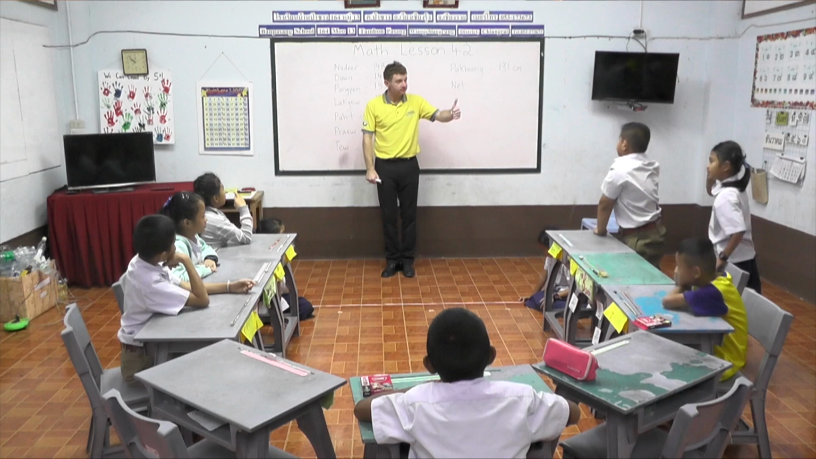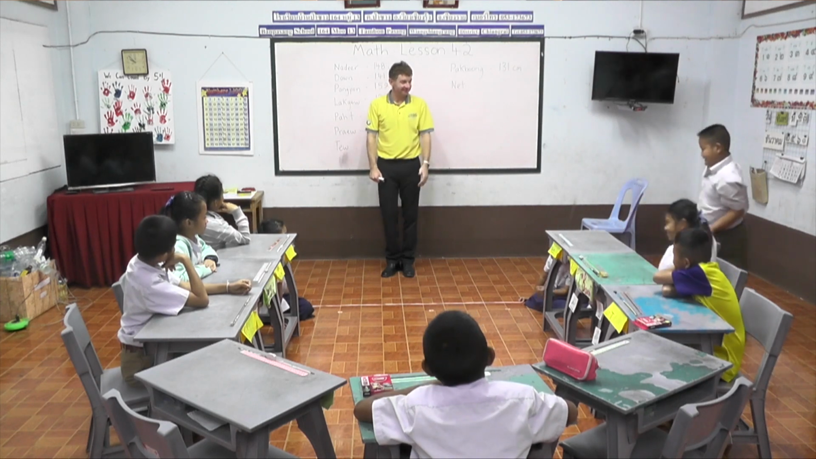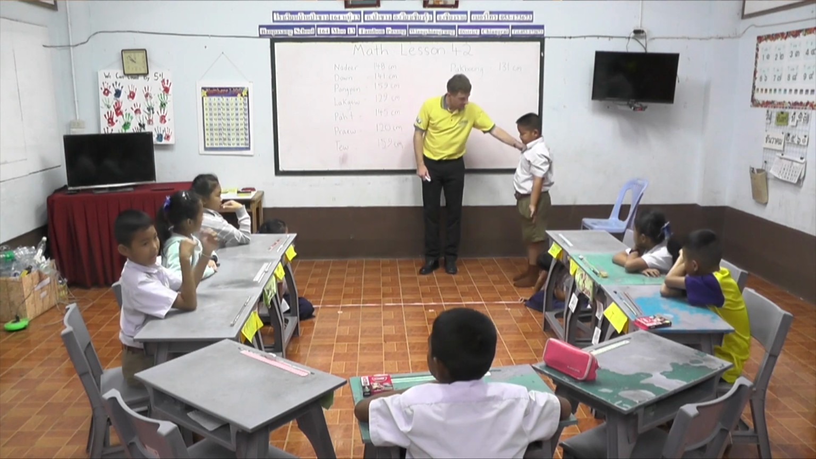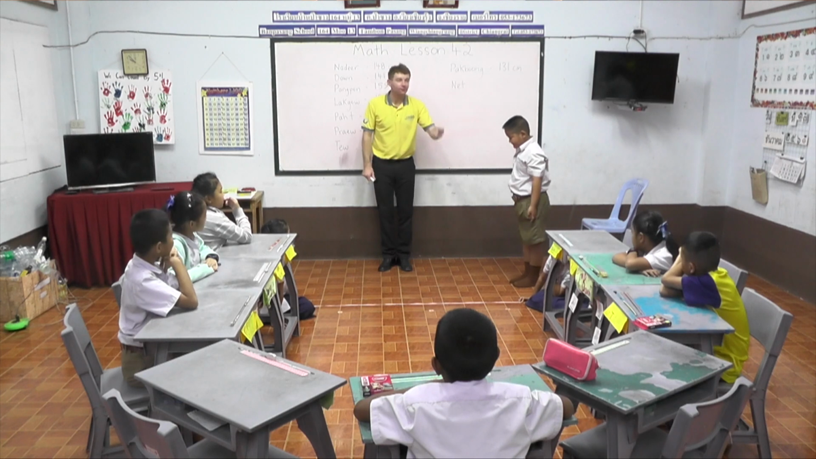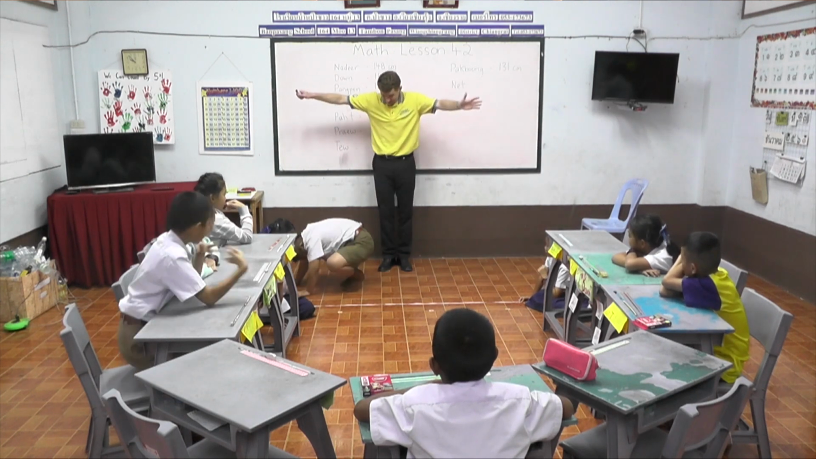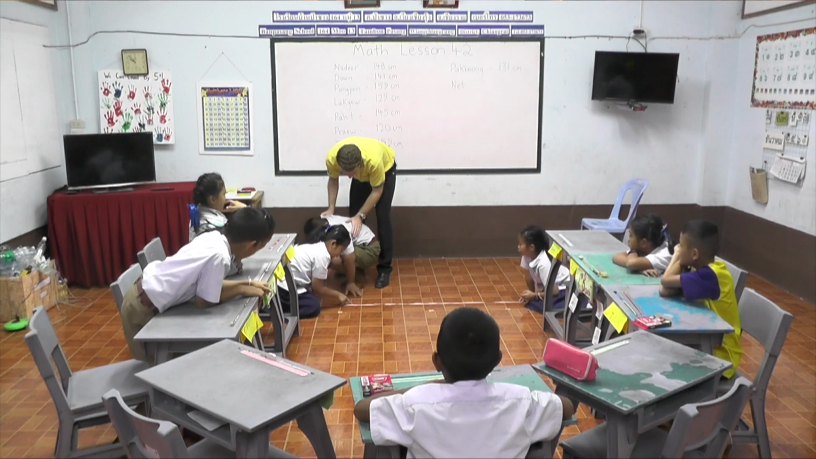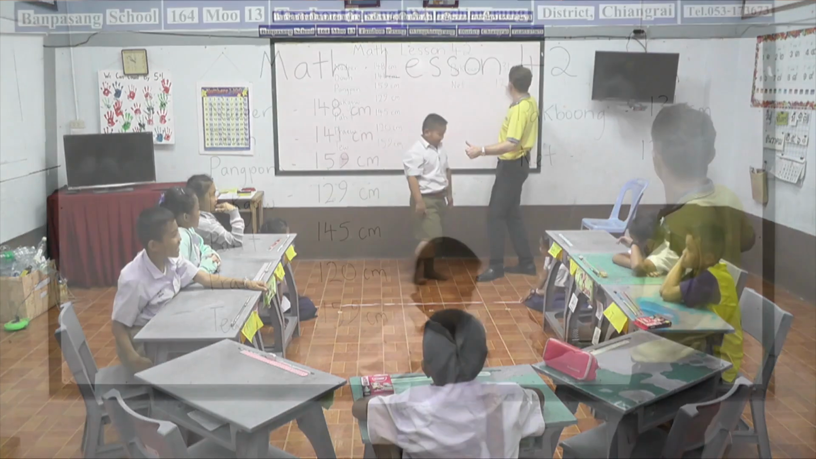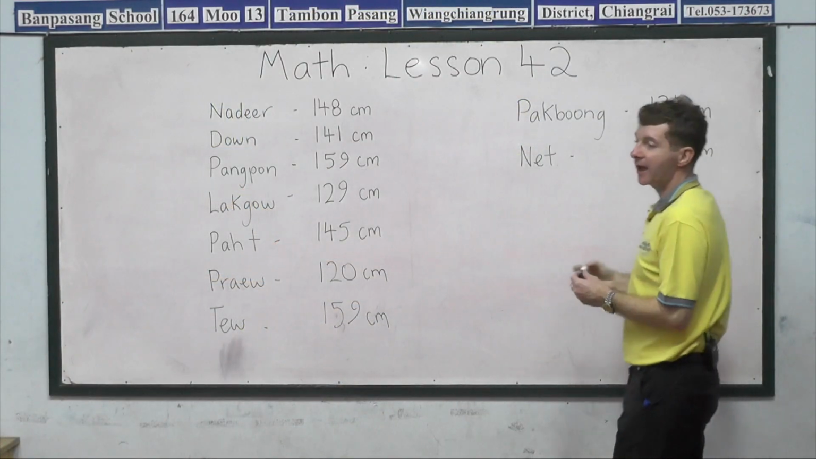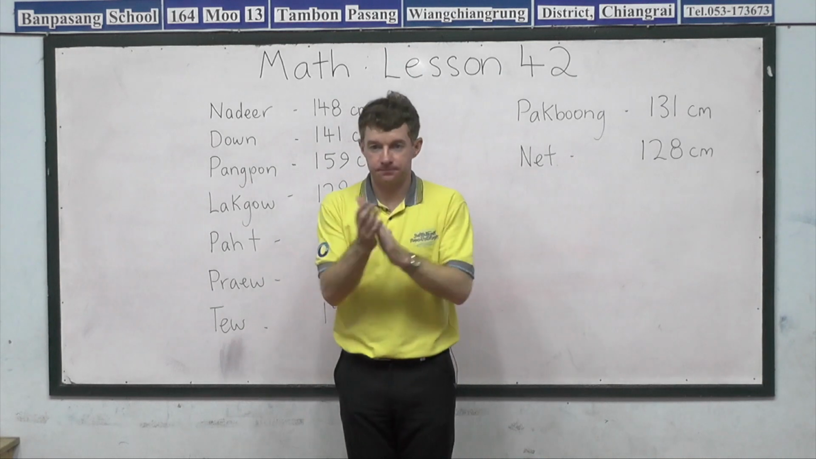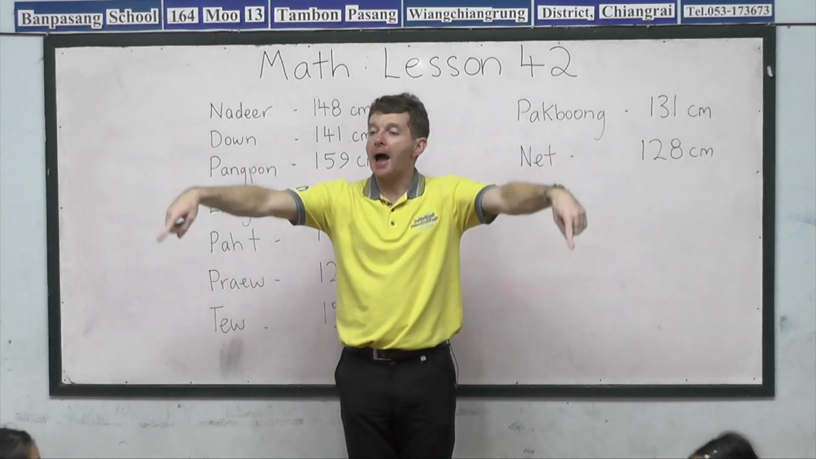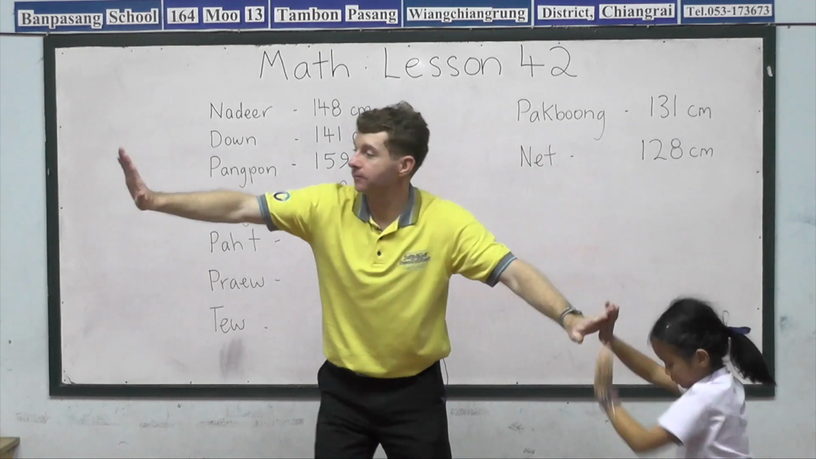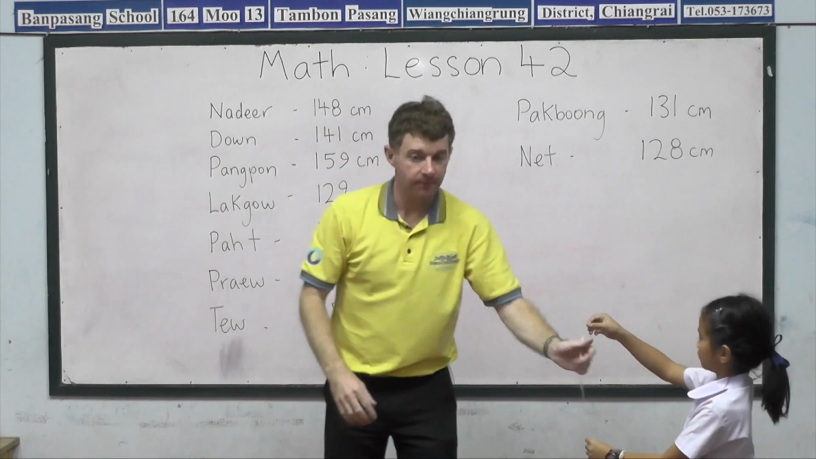Net, are you okay? You can do the jump. Okay. Ready? 1, 2, 3, jump. Okay, very good. 128 centimeters. Okay. Round of applause, guys. And a big round of applause for Prel and Lakgau. Round of applause. That's okay.